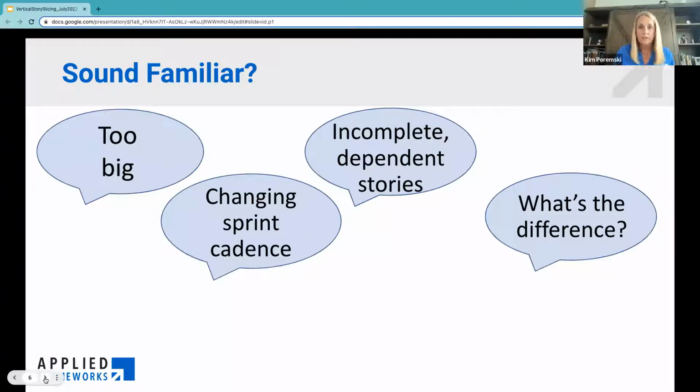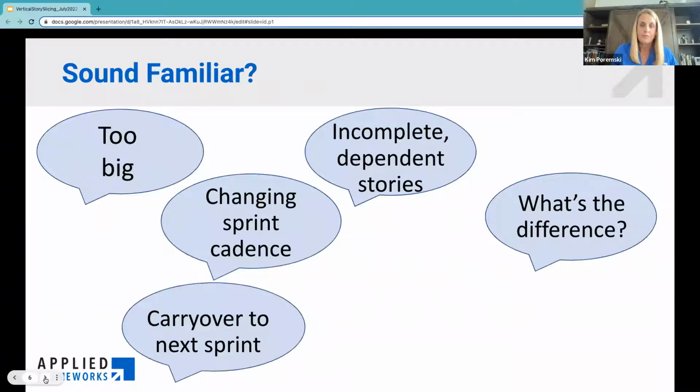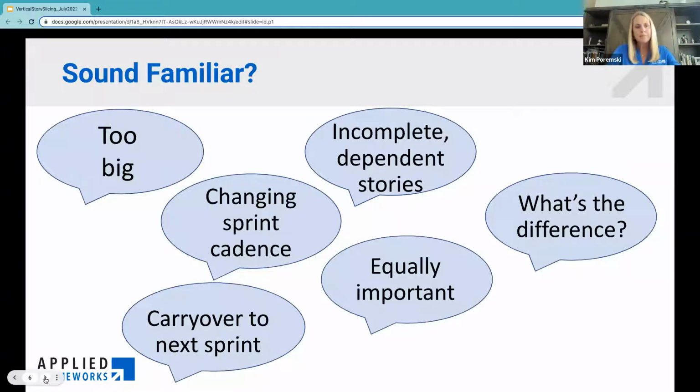Sometimes folks, when they write the stories, they can't really tell what the difference is. So that becomes a challenge also. I have other teams that do carryover work to the next sprint. So at least they're not changing the sprint cadence, but you still don't want to have all of that carryover. And sometimes when you have stories that are too big because you know you need this chunk of functionality, you're looking at the work and you're saying, I don't know how to prioritize this. It's all equally important. So how do I do this? If we can break things down smaller, it makes it a little bit easier to figure out, oh, this is definitely more important than this other thing.